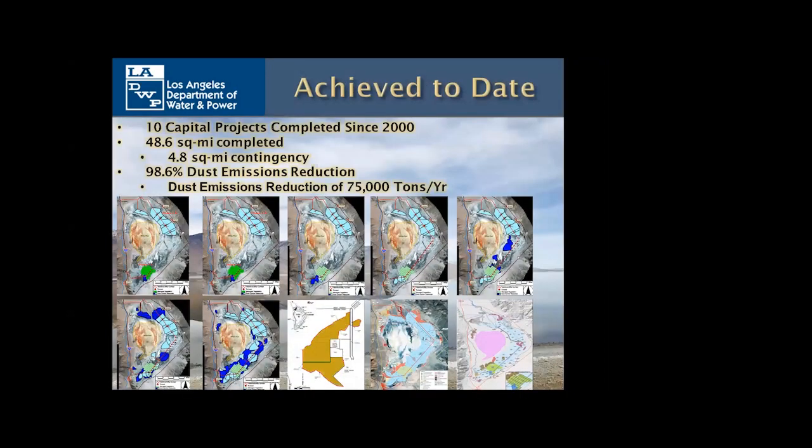So what have we achieved to date? As Phil mentioned, and his slide pretty much represented it as he went through each regulatory order, we've done 10 capital projects completed since 2000, installed 48.6 square miles of dust control. There's 4.8 square miles of contingency. We've controlled emissions to approximately 98.6% reduction. And in dust emissions we've seen a reduction of 75,000 tons per year on average.